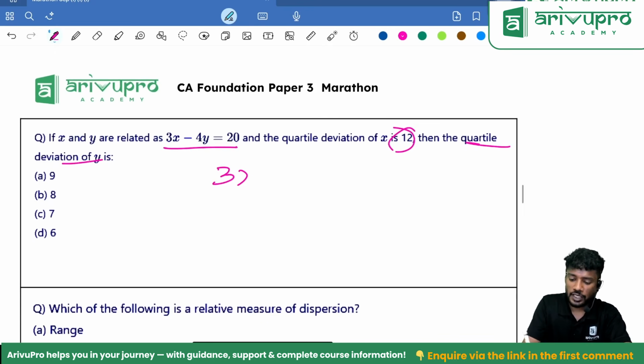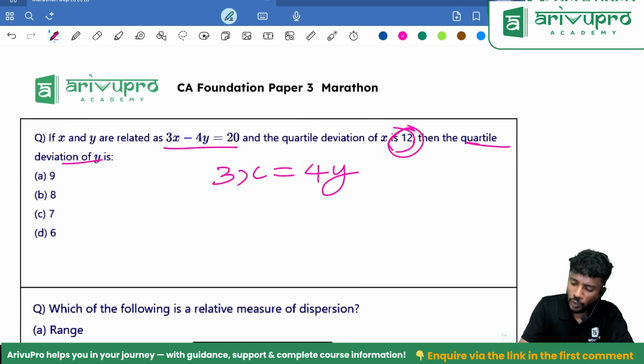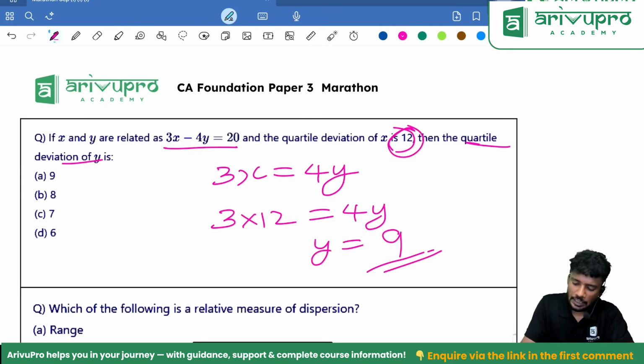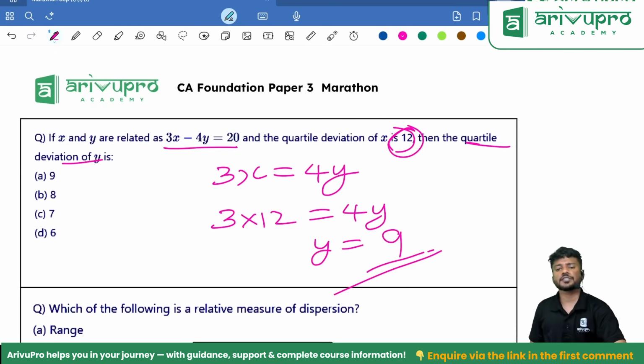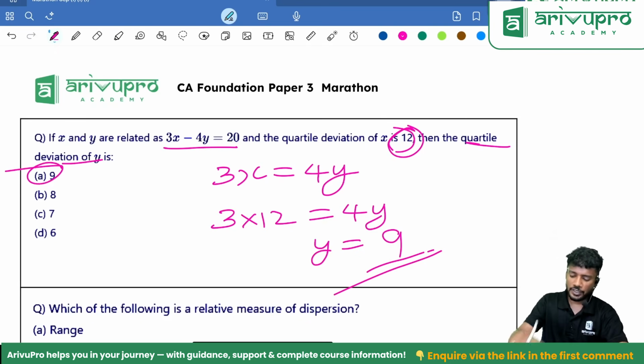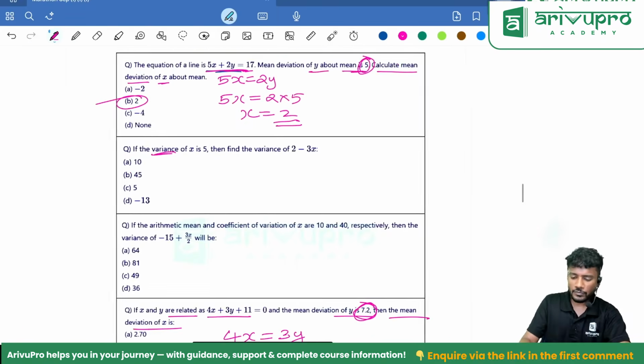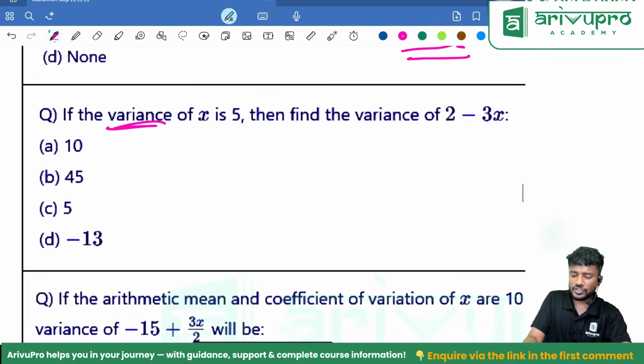Just put 3x is equal to 4y. 3x is equal to how much? 4y. Then instead of x, what will you put? 12. Then how much is y? y is nothing but 9. 36 by 4 is how much? 9. Now we are going to variance.